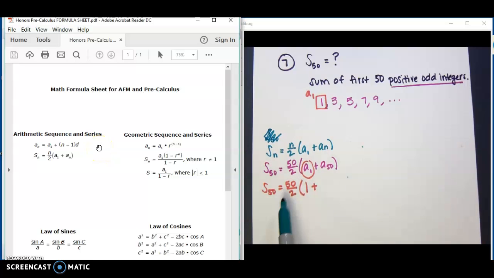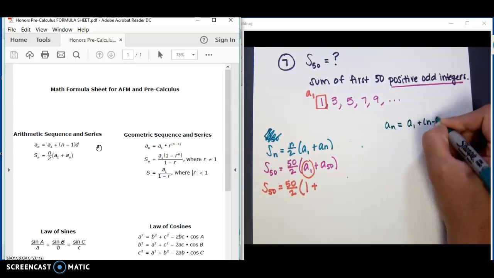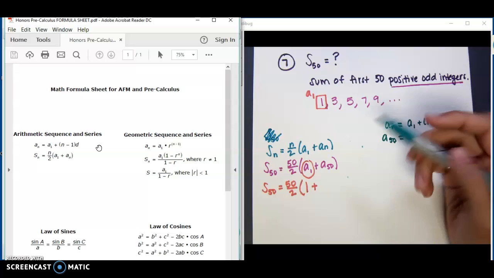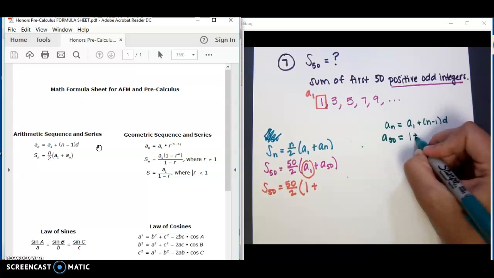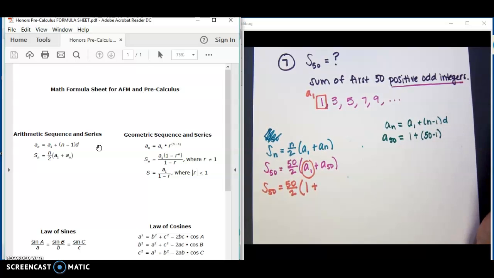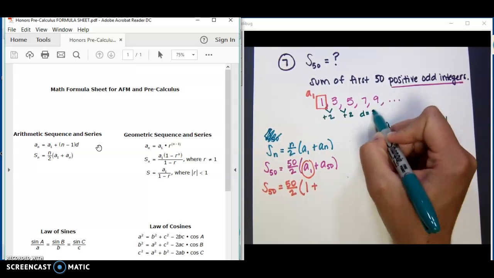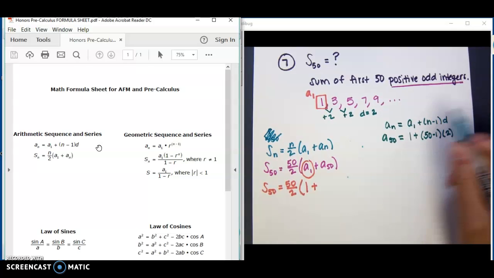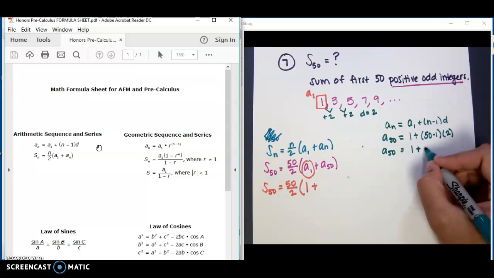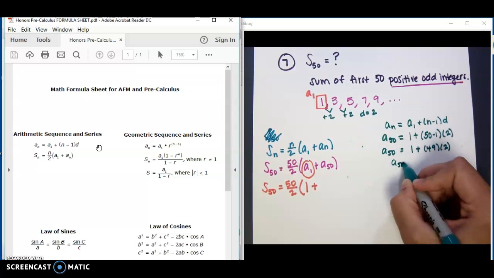So, we'll come back to this over here. We want to use A sub n equals A sub 1 plus (n minus 1)d. I want to find A sub 50. I know that A sub 1 is 1. I want to find the 50th term, so n is 50. And the common difference, well, we haven't figured out that yet, but if we look at our pattern here, they're adding 2 each time, so our common difference is going to be 2. So A sub 50 is going to be 1 plus 49 times 2. So A sub 50 is going to be 99.